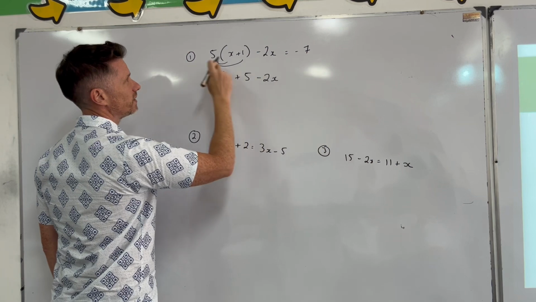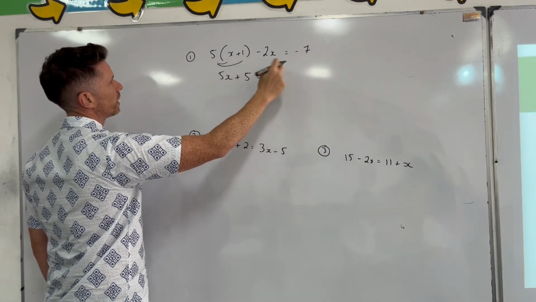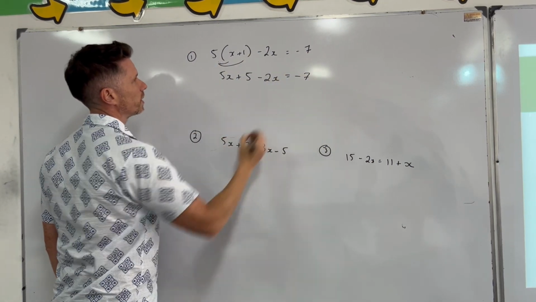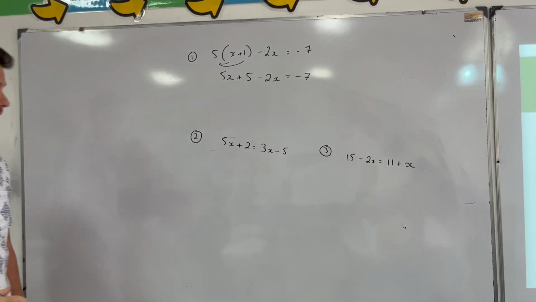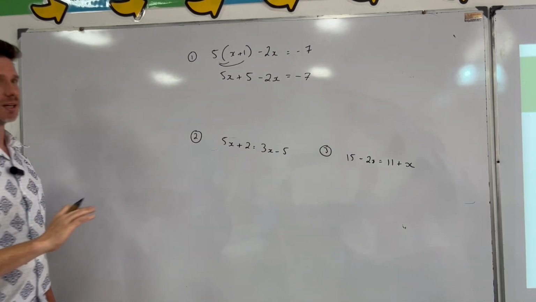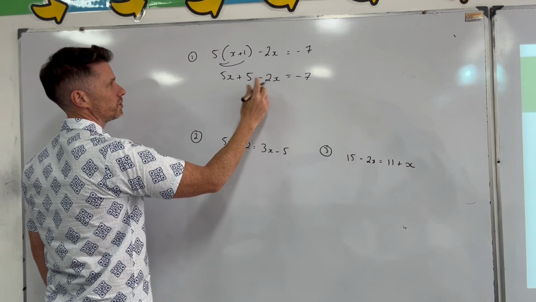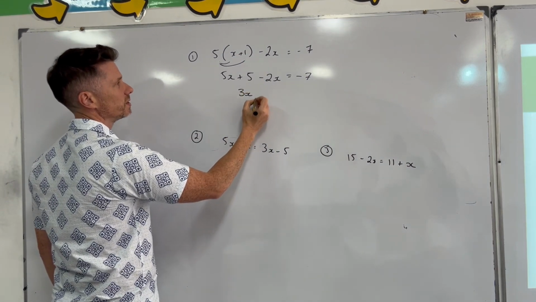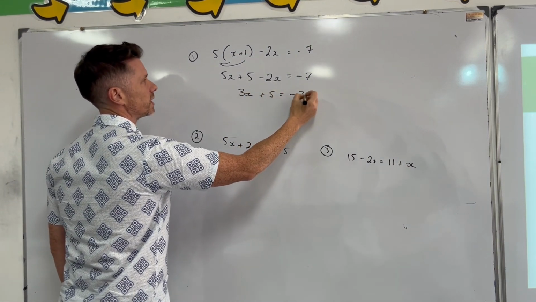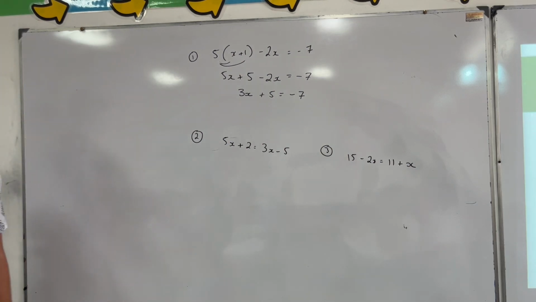So I've multiplied 5 times these two, not the 2x, that's not in the bracket, so it's not multiplied by. And I wouldn't start solving until I've fully simplified everything I can on either side. So there's a 5x and there's a 2x, so that's 3x on this side, equals -7. And now I've simplified it as far as I can go, and now I start my solving process.